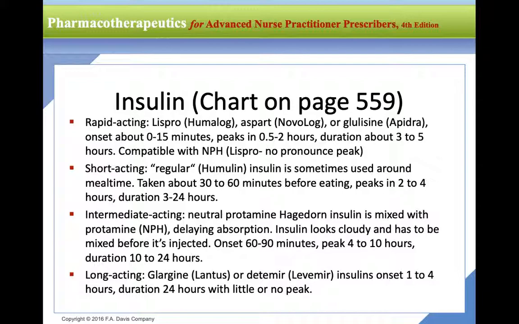Then the last category we have is our long-acting insulins, glargine and detemir. There's a few others out on the market right now, but these are still the two most common. Onset in 1 to 4 hours, duration of around 24 hours depending on the patient, with little or no peak, and these are used as your basal insulin. Once the patient's on them, there's really no discernible peak in their insulin, so they're great for basal insulin.